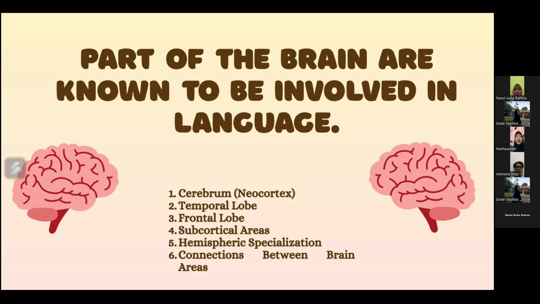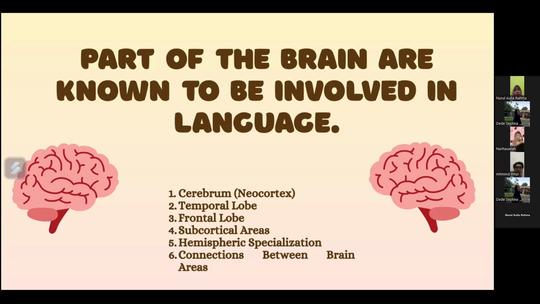And the last is other types of language problems. We have conduction aphasia. People understand and speak well but have trouble repeating words. And the next is semantic dementia. People slowly forget the meanings of words.